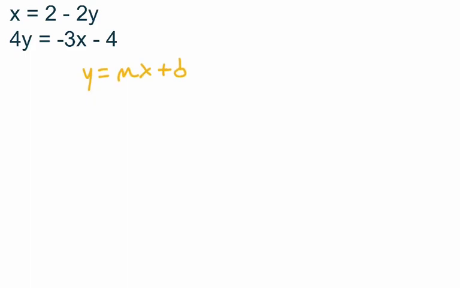And let's deal with this bottom one first. The bottom equation right over here, the 4y equation, is close. It already has the y at the front, and we only need to do one little step to make sure that it's in the slope-intercept form we're looking for. So I'm going to jot it down over here. We have 4y equals negative 3x minus 4.